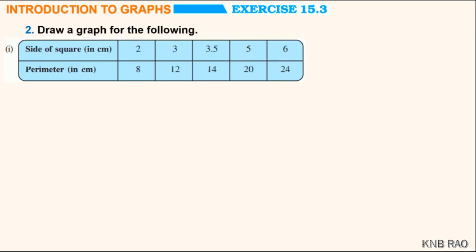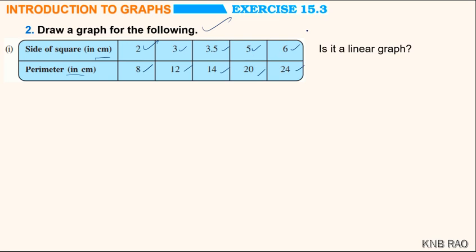In main question 2, we are again to draw graphs. They provided a table and they are asking us to plot the graph, and after plotting, whether that graph is a linear graph or not. So in main question 2, sub question 1, the side of a square in centimeters is given, and the perimeter in centimeters is given as another quantity. For 2, 4 into 2 is 8, for 3, 4 into 3 is 12, for 3 and a half, 4 into 3 and a half is 14, for 5 centimeters of side, 20 centimeters will be the perimeter, for 6 centimeters side, 24 centimeters will be the perimeter.